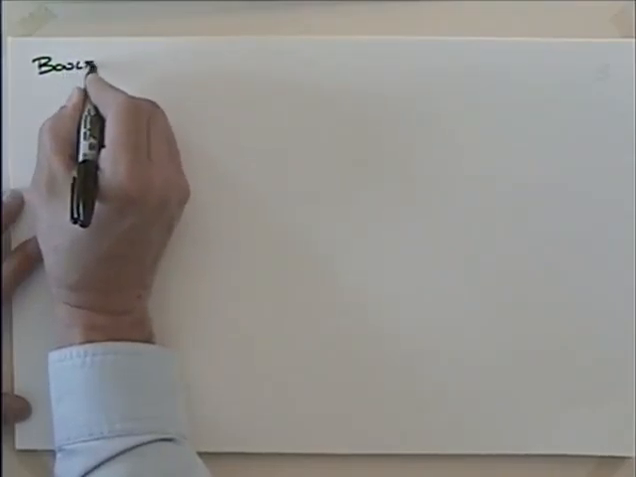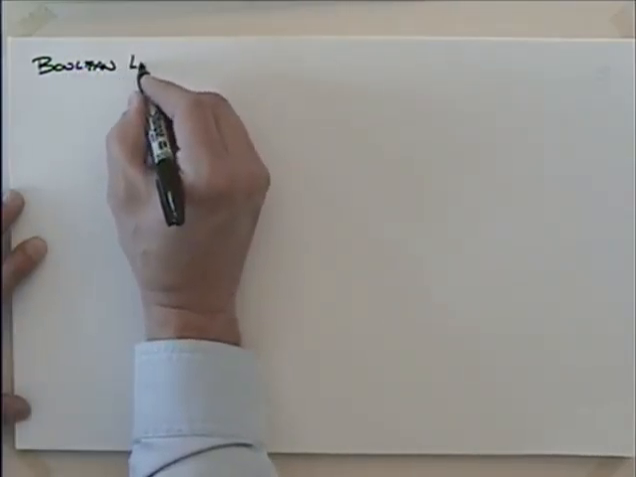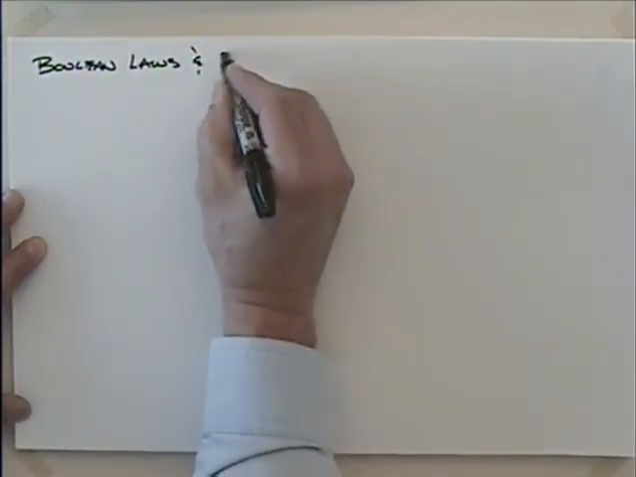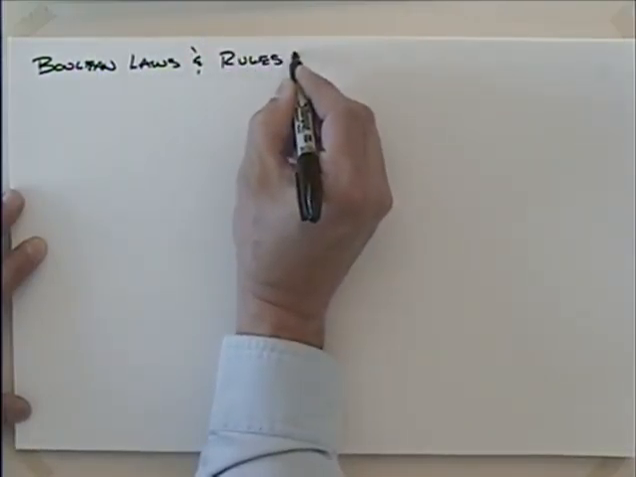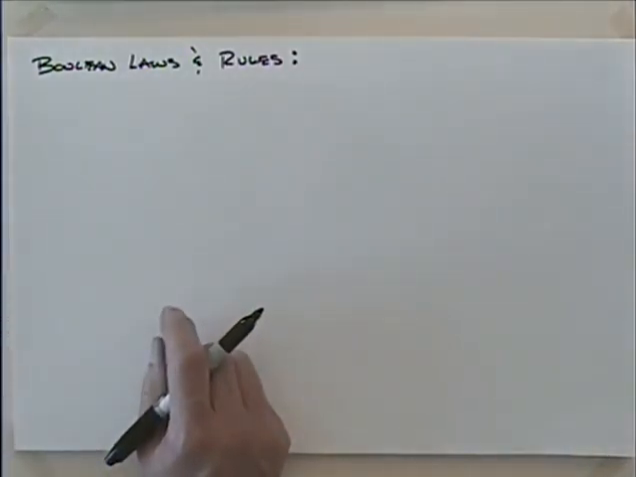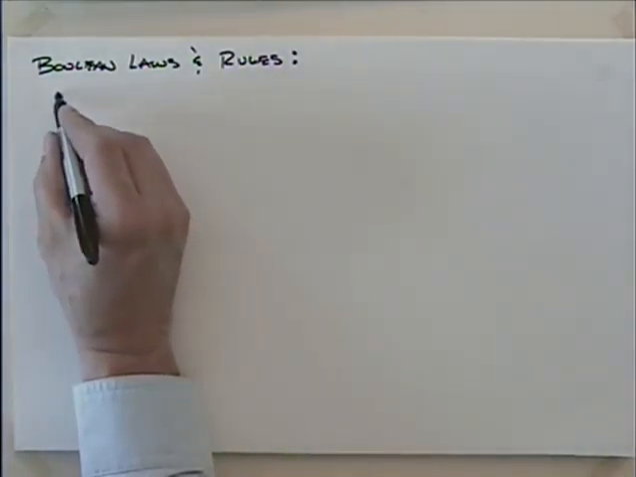The first one is just Boolean algebra. So some of the rules that we need for Boolean algebra, let's talk a little bit about those. I think I got those here. So we'll talk about Boolean laws and rules. Now, you talk about this in discrete math? Okay, great. So we've got some laws.